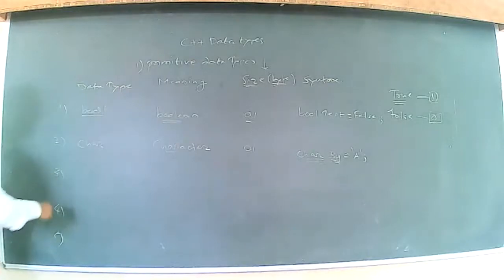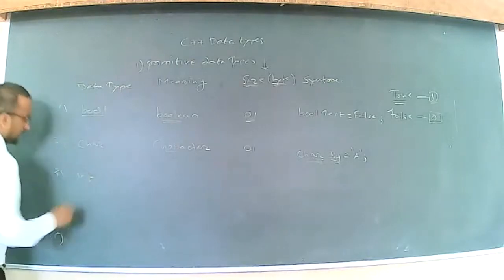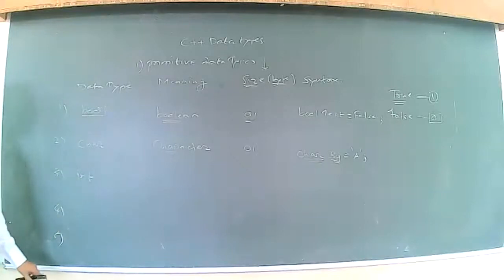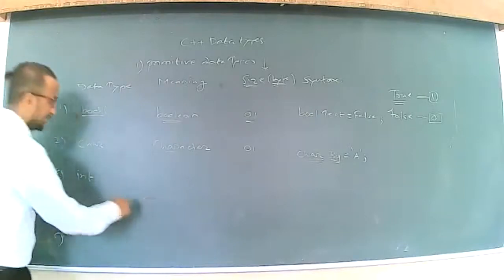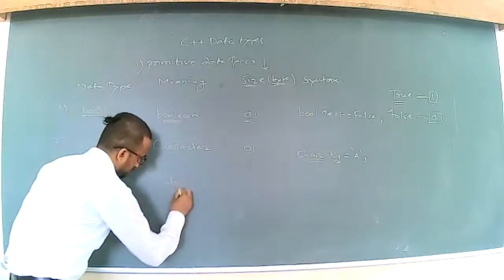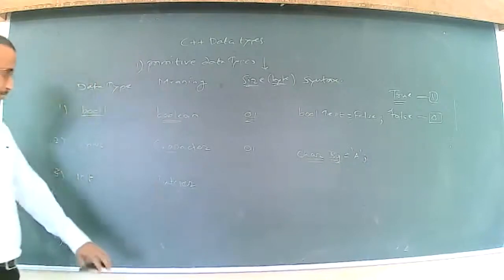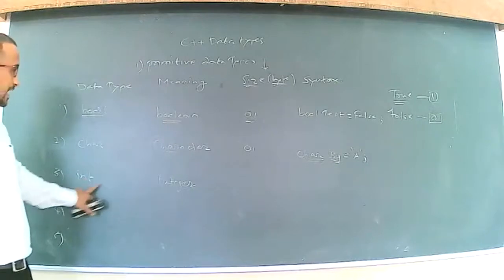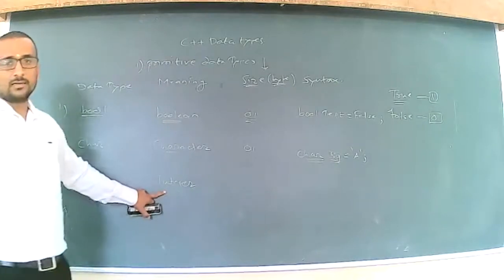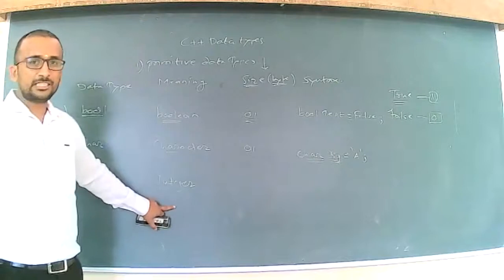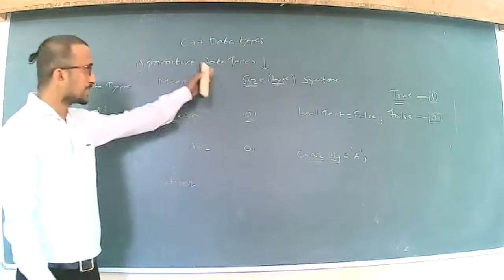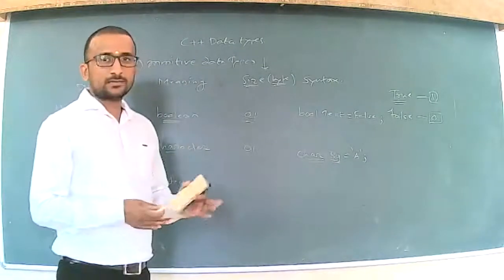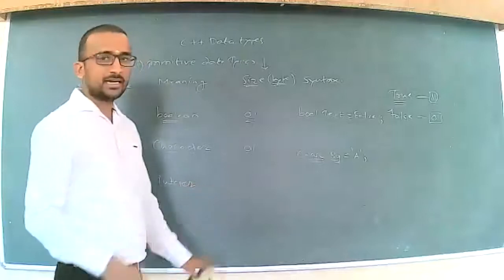Then next we have integer. For this integer, we are going to use the data type int. It is going to hold integer data. This int data type is going to hold data of type integer. How much memory will be occupied to hold such integer data?